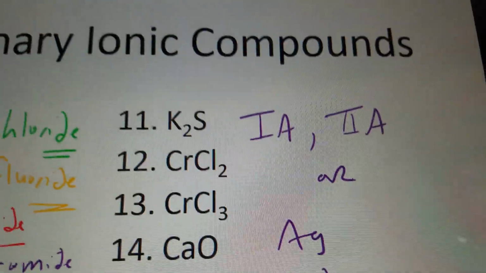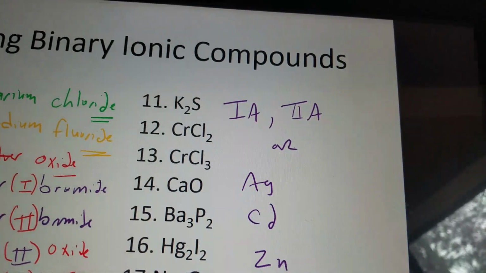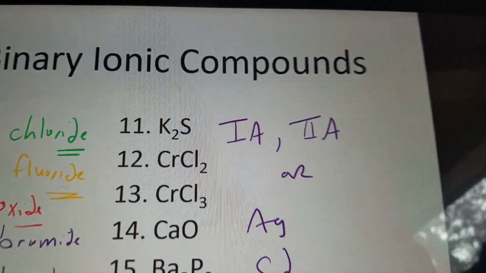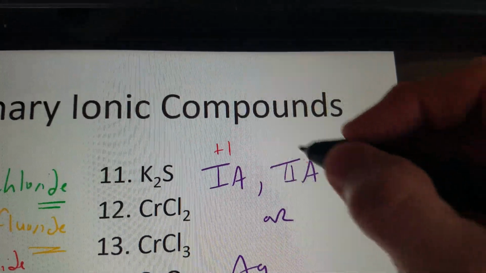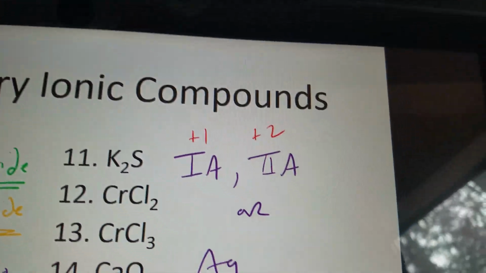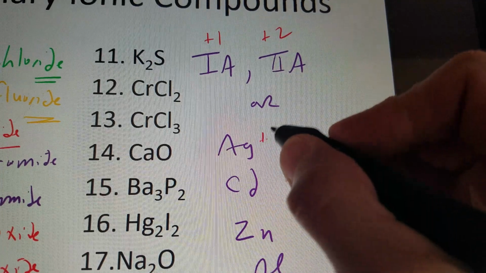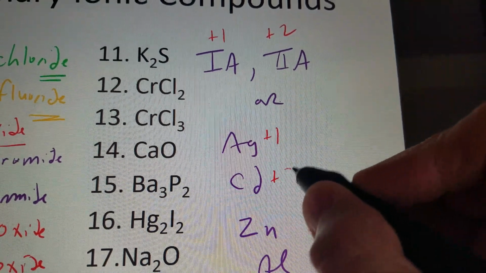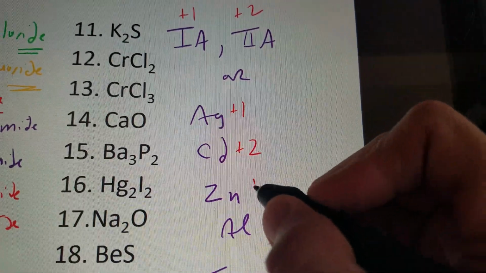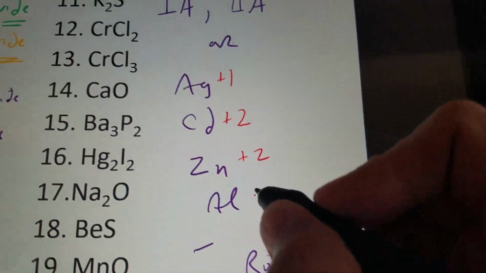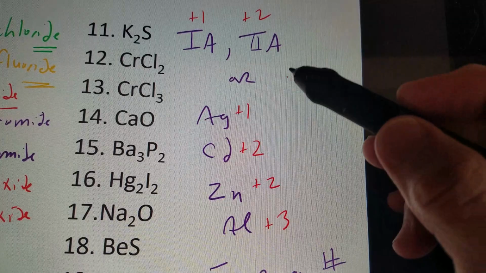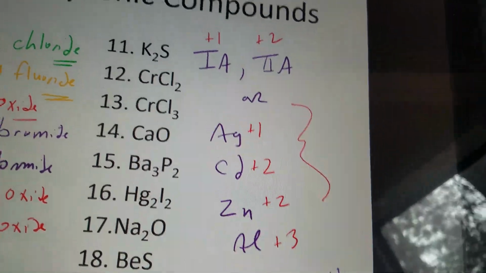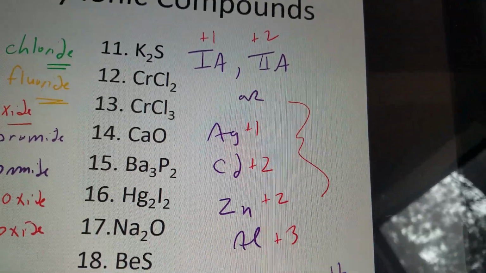So everything, remember, that's in the group 1A, if it's a metal, has a +1 charge. Everything that's in the group 2A has a +2 charge. Silver always has a +1 charge. Cadmium always has a +2 charge. Zinc always has a +2 charge. And aluminum always has a +3 charge. These are some that you need to learn. Memorize them and know that those don't need Roman numerals.